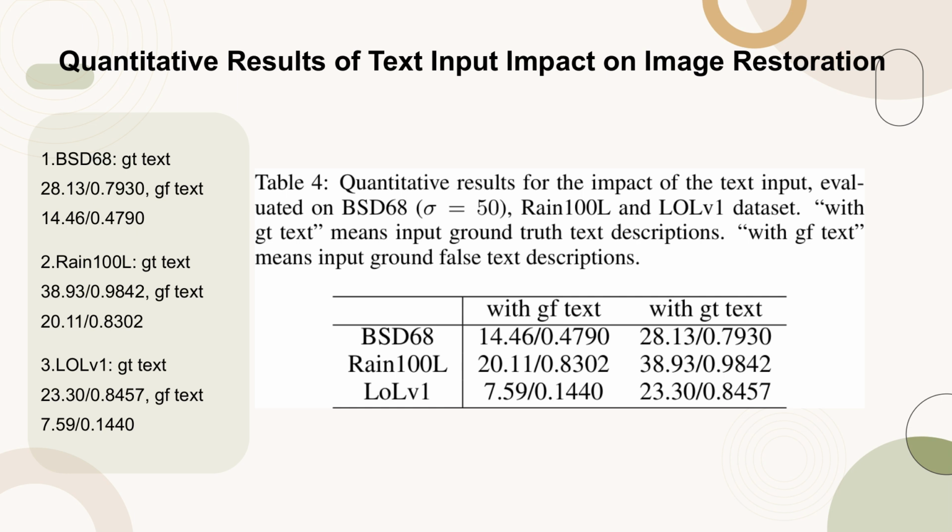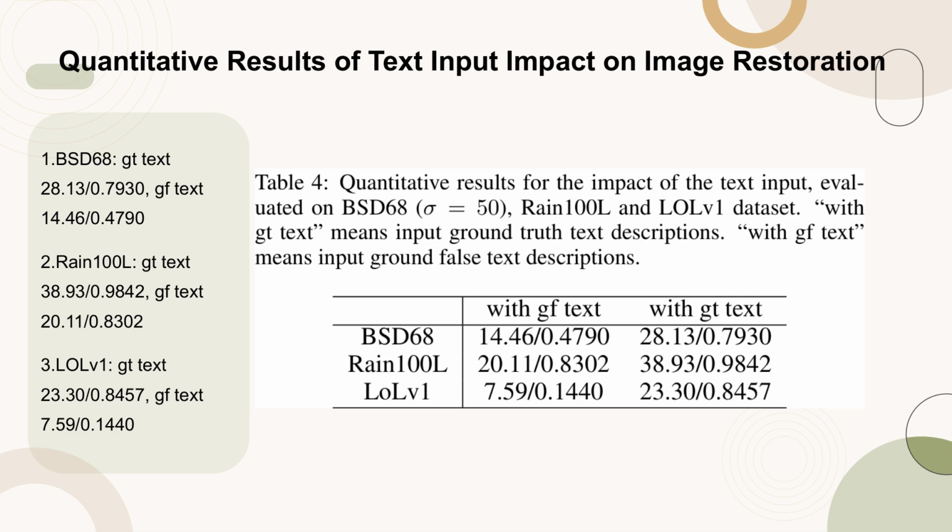BSD68, Rain100L, and LLV1. The table differentiates between with GT text, ground truth text descriptions, and with GF text, ground false text descriptions. For BSD68, the ground truth text input yields a PSNR/SSIM of 28.13/0.7930, while the ground false text input results in 14.46/0.4790. Similarly, on the Rain100L dataset, ground truth text input achieves 38.93/0.9842, compared to 20.11/0.8302 with ground false text.